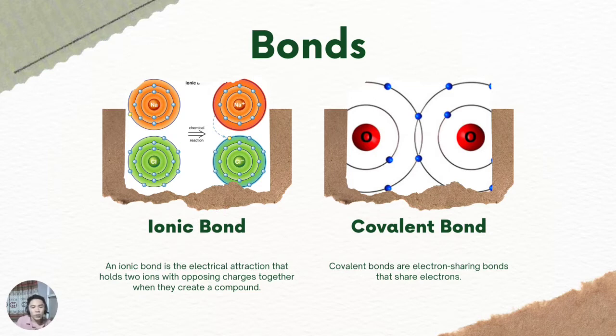An ionic bond is the electrical attraction that holds two ions with opposing charges together when they create a compound. When atoms share electrons, they also create bonds. Two hydrogen atoms, for example, can bind by sharing a pair of electrons which evenly circle the two hydrogen nuclei and hold the atoms together. Covalent bonds are electron-sharing bonds. Isn't it interesting?